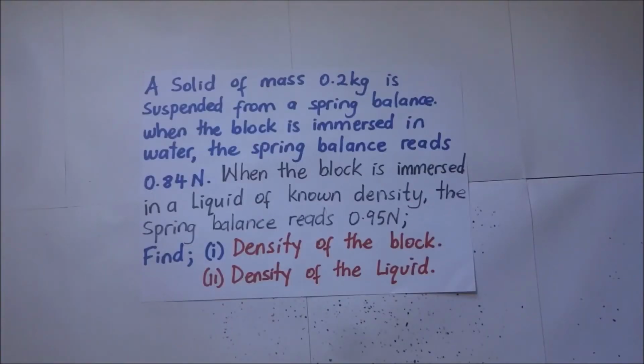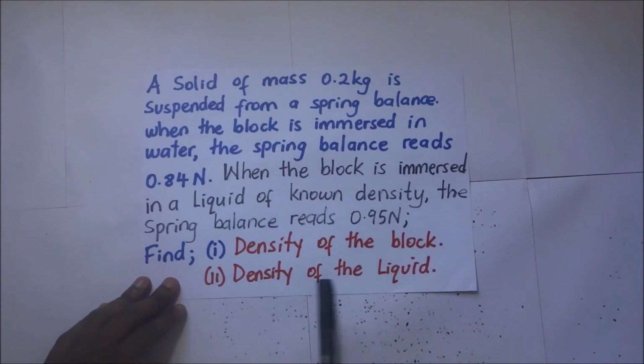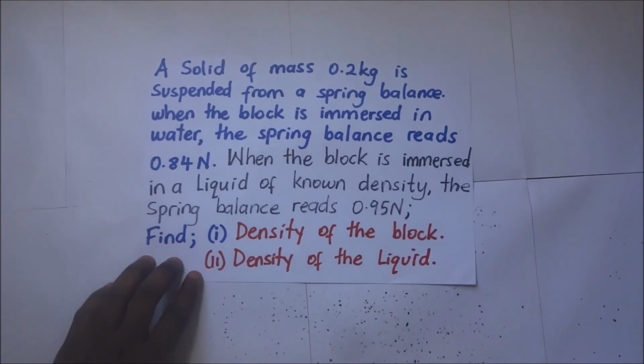The other example here is this. A solid of mass 0.2 kilograms is suspended from a spring balance. When the block is immersed in water, the spring balance reads 0.84 newtons. When the block is immersed in a liquid of known density, the spring balance reads 0.95 newtons. The question requires us to find the density of the block and then the density of the liquid.